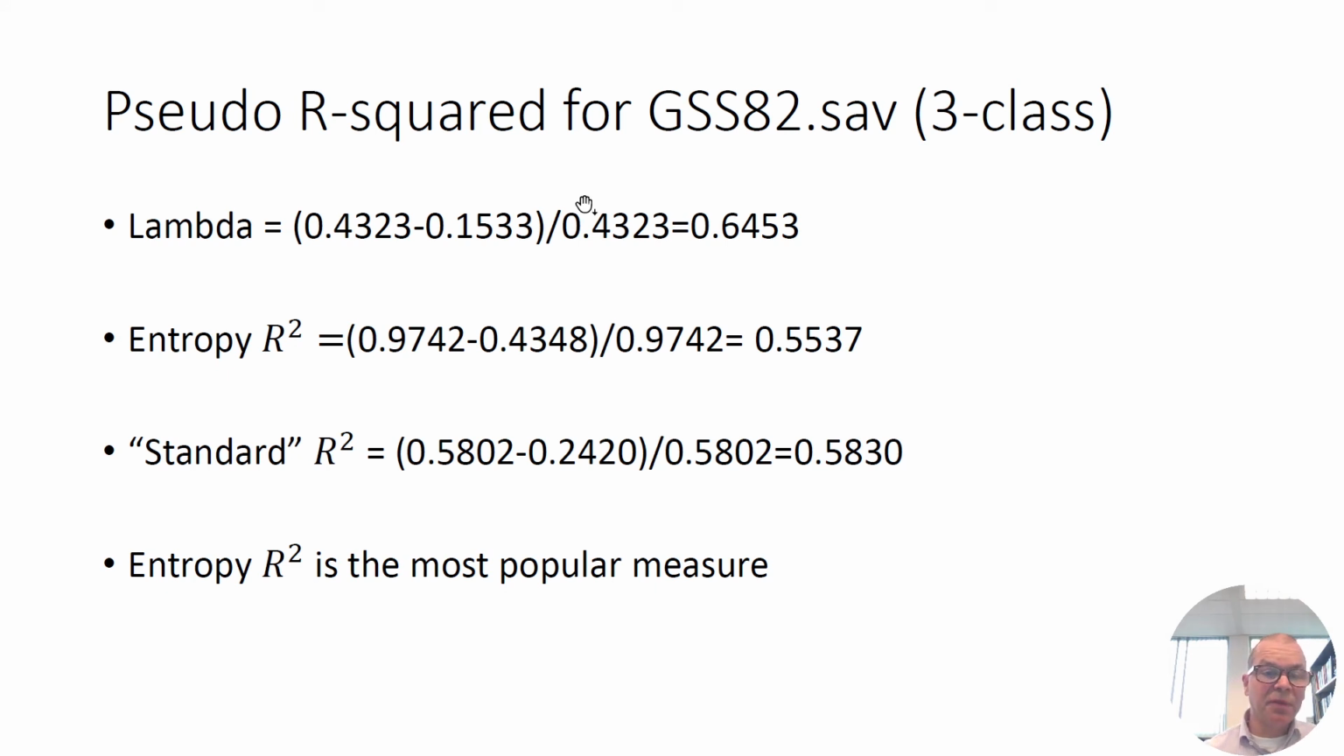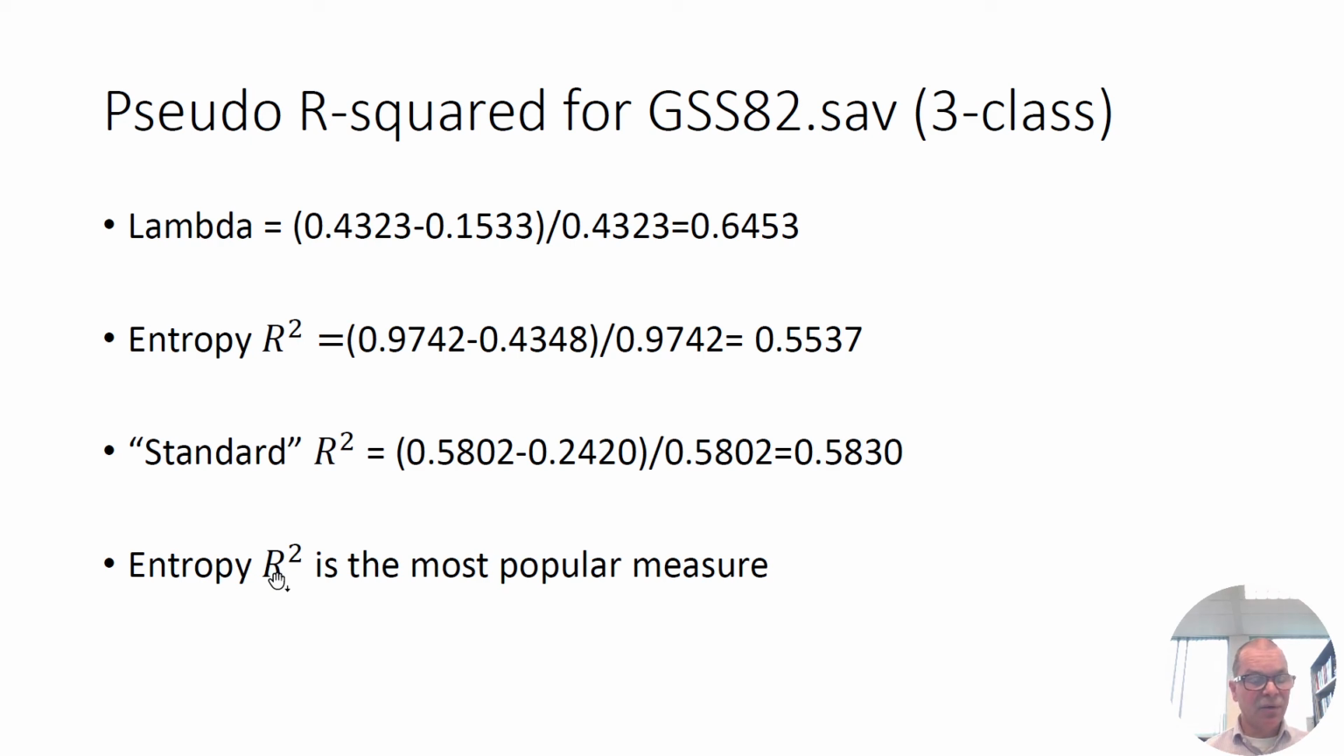So here I summarize the computations based on the value of the loss functions that we obtained. Here I apply the general definition of the pseudo R-square. You obtain the entropy R-squared, and in the program we say standard R-square, but it is actually a modification of a standard R-square to be able to deal with nominal variables. The most popular of these is the entropy R-square. So in most articles on latent class analysis, people will report the entropy R-square.